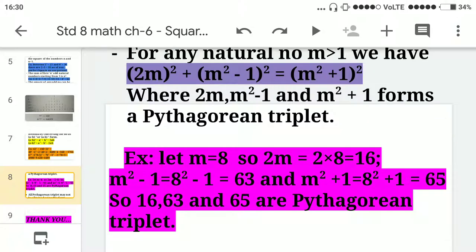So this is the formula: (2m) whole square plus (m square minus 1) whole square equal to (m square plus 1) whole square. Here you put the value of m greater than 1; we have taken m equal to 8. So 2m equals 2 into 8, 16. m square minus 1 will be 8 square minus 1, that is 64 minus 1, 63, and m square plus 1, that is 8 square plus 1, 65. So 16, 63 and 65 are the Pythagorean triplet. That means 65 square equals 63 square plus 16 square.